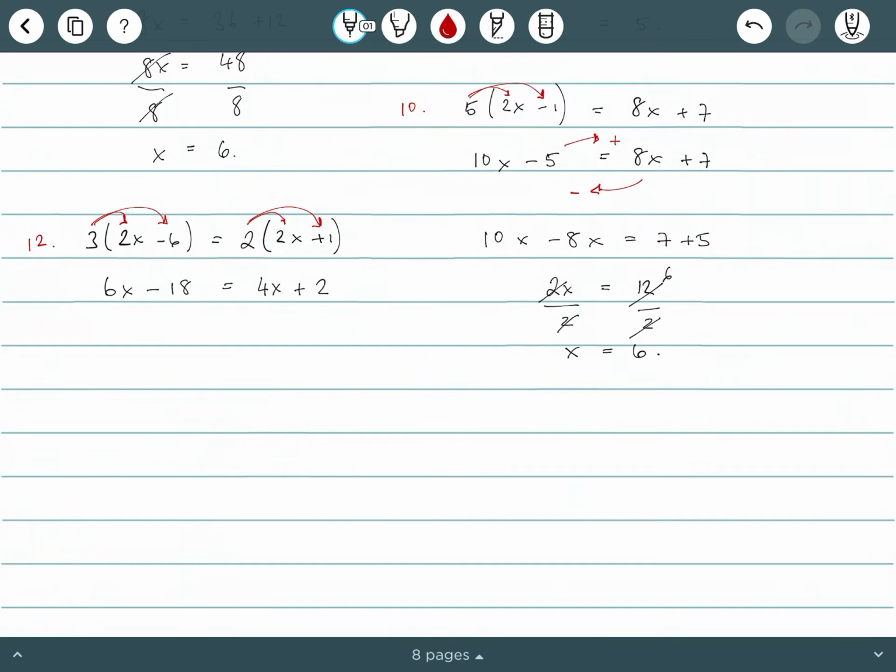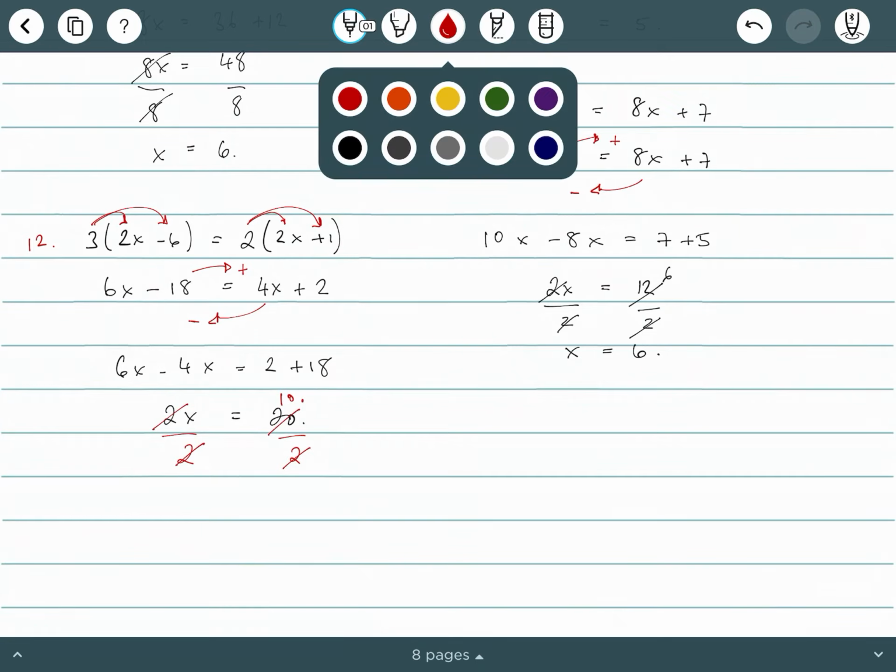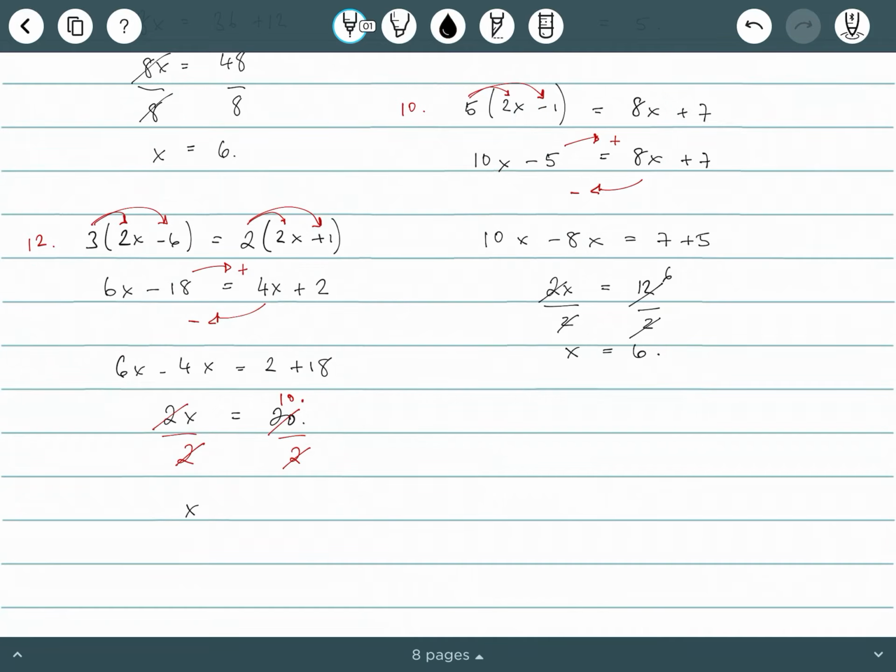Okay, let's bring the x's to the left hand side. You get a minus. Let's bring the minus 18 to the right hand side. You get a positive. Rewrite out the equation. 6x minus 4x is equal to 2 plus 18. 6x minus 4x is 2x, and 2 plus 18 is 20. We want to get rid of that 2 because we want x on its own, so we divide both sides by 2. They cancel out, and 2 goes into 20 10 times, so therefore we're left with x is equal to 10.